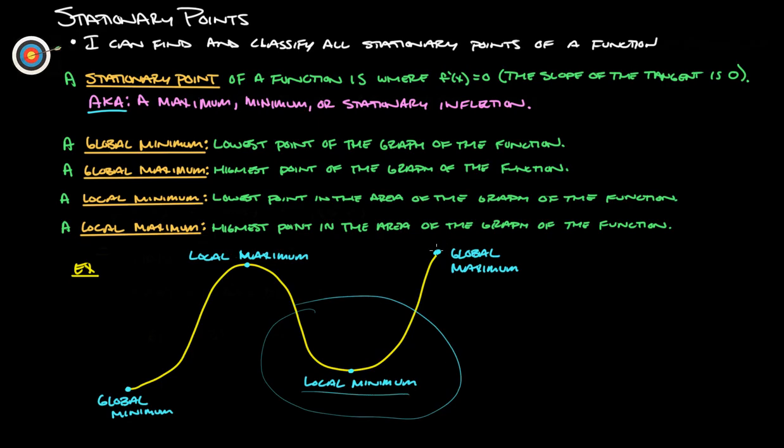This here is called the global maximum because it's the highest that this graph will ever get at any point. And this is called a local maximum because this is the highest that this graph gets in this general area right here, but it's not the highest the graph will ever get because that's where the global maximum is. Hopefully that makes a little bit of sense as to what local and global minimums and maximums are.